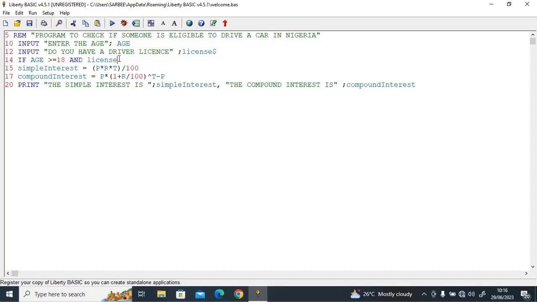Okay, I'm right. And license is equal to, I'm using JavaScript, is equal to, let's say it's equal to yes. Maybe that means yes. Okay, license is yes. I have to put a dollar sign here. Dollar license is equal to yes. Then print: you are eligible to drive a car.